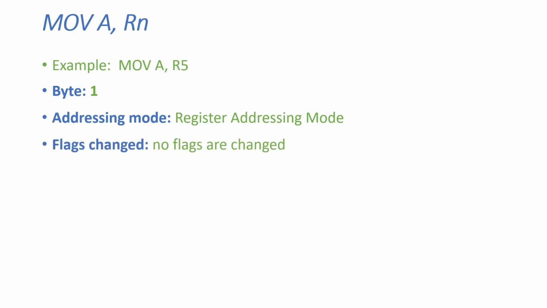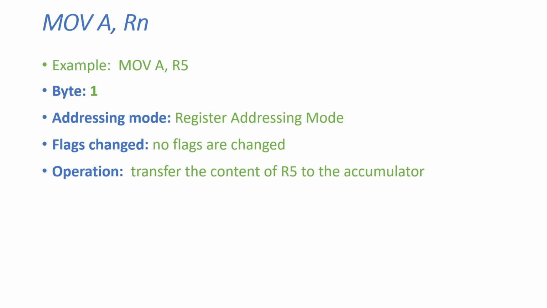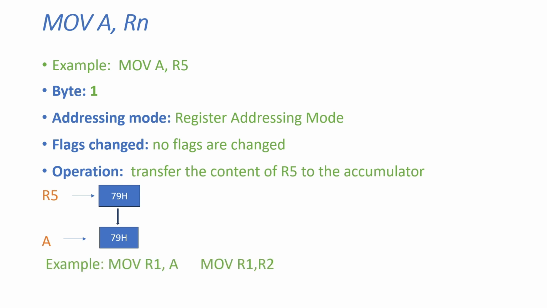Next, flag change. No flags are changed due to this instruction. Now the operation. By using this instruction, transfer the content of R5 to the accumulator. See, if the content of R5 is 79H, then this content will transfer into the accumulator. After execution of this instruction, the content of the accumulator becomes 79H. More examples for this instruction: MOV R1, A, MOV R1, R2.